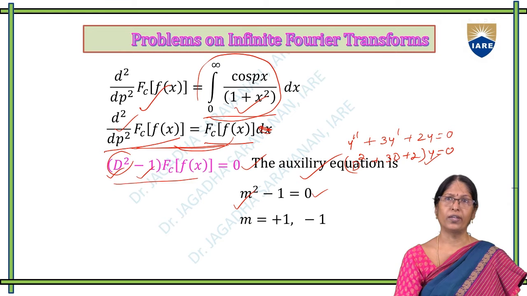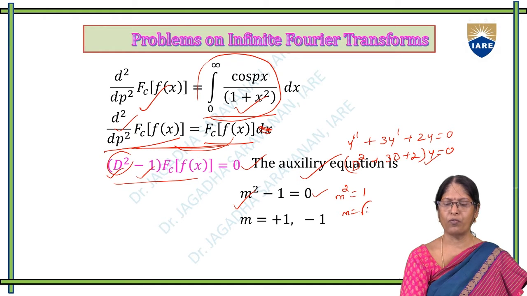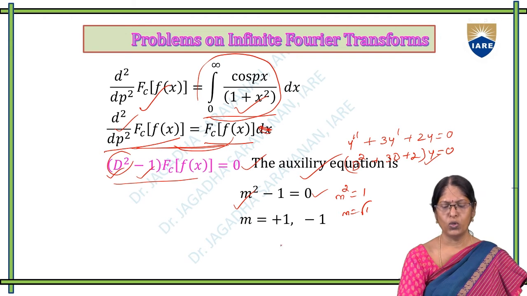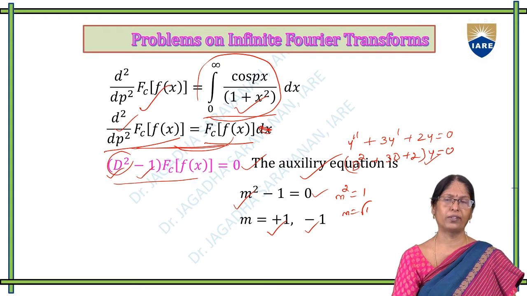So m square equal to 1, m equal to square root of 1. It's nothing but plus or minus 1. So plus 1, minus 1. Two values we have to get.